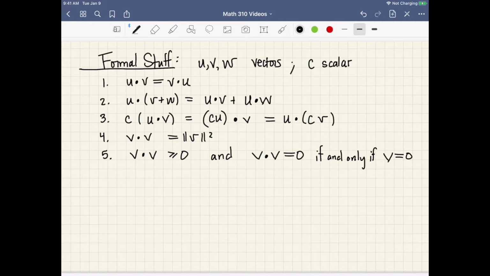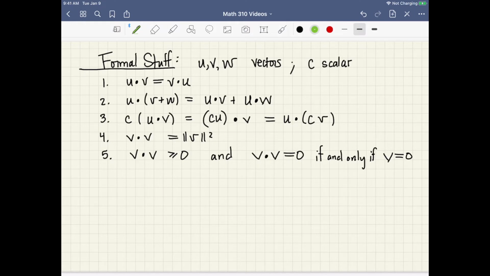And then the last 2 properties are that the dot product of v with itself is equal to its magnitude squared, and that the dot product of a vector with itself is always positive, and it's 0 if and only if the vector is the 0 vector. So as you're studying, you should go through these properties and make sure that they make sense. You should check some of them.